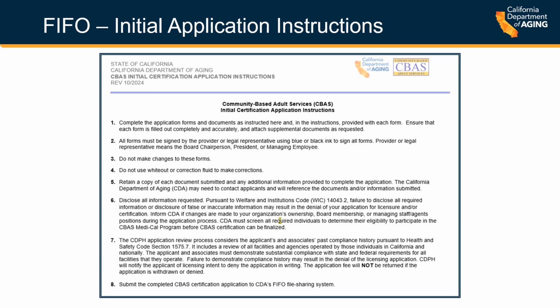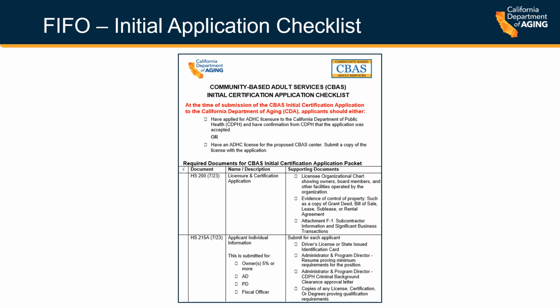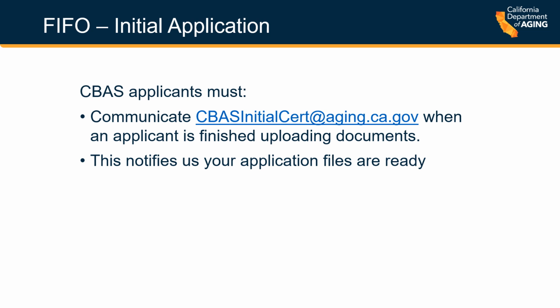Please also keep in mind that while several forms are the same ones submitted to CDPH, CDA may request different information on the copy submitted for initial certification. The second document in this folder at the time of this presentation is a checklist. This will help applicants ensure they submit one complete application package. Email CBAS Initial Cert at aging.ca.gov when you are finished uploading documents to FIFO. This will notify us that your application is ready for review.